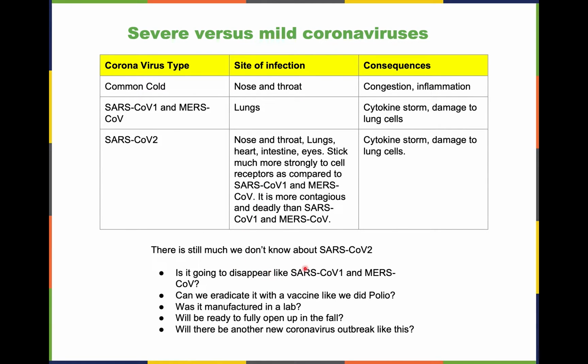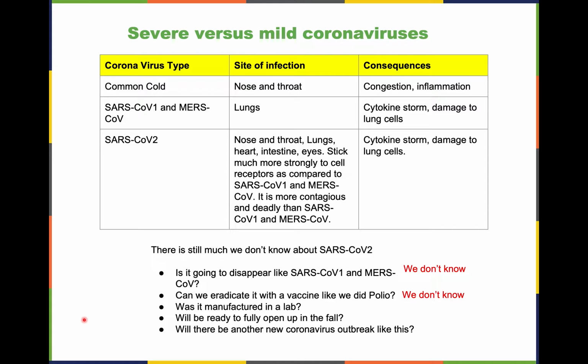So there's still much we don't know about SARS-CoV-2, and that makes it difficult to really extrapolate from previous viruses to this one. So here's some of the questions. Is it going to disappear like SARS-CoV-1 and MERS-CoV? We really don't know because we've never seen this virus before, and this is something that people are having a hard time with. They always want really clear yes or no and black and white answers from scientists, but scientists can really give you answers based on what they know, and there's just not enough we know about this virus.